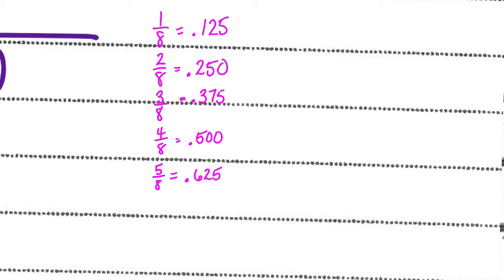Do y'all see a pattern here? 6/8 we know is 0.75. I'm going to write it as 750. 7/8 we just found out. 7/8 is 0.875. And 8/8 we know is 1. So do you see a little pattern that it's going up by 0.125 every time?